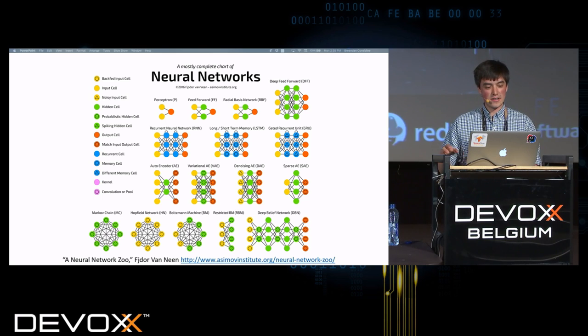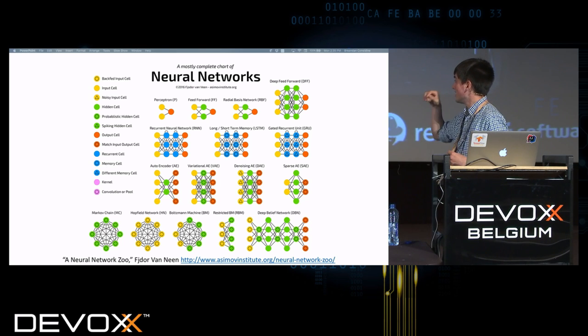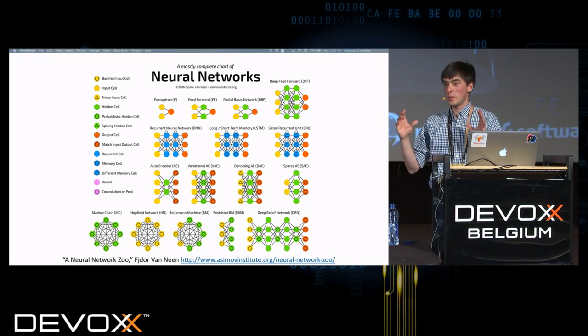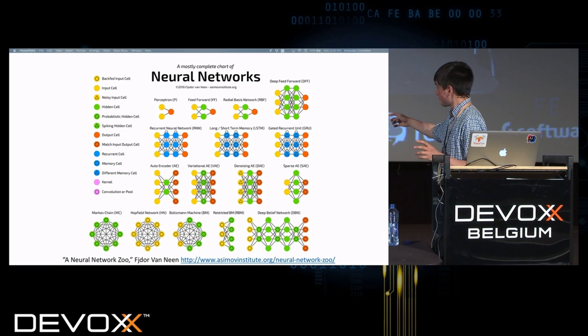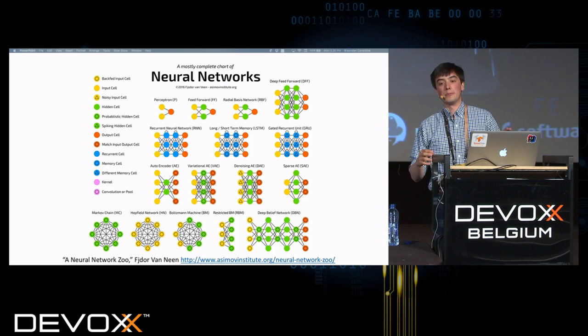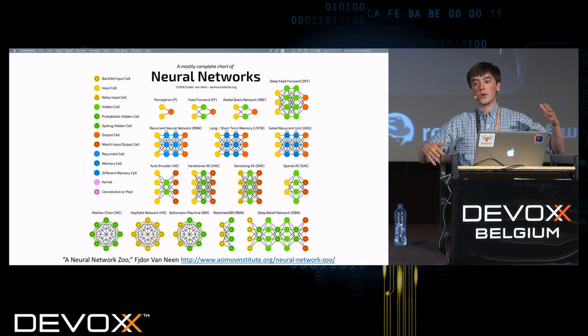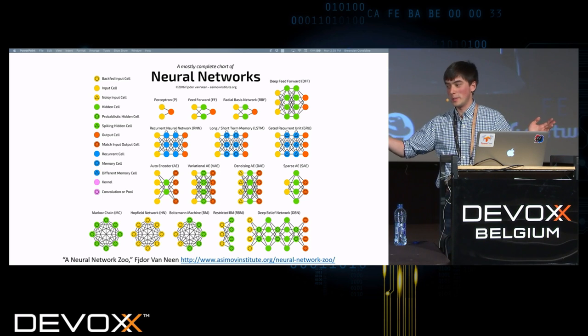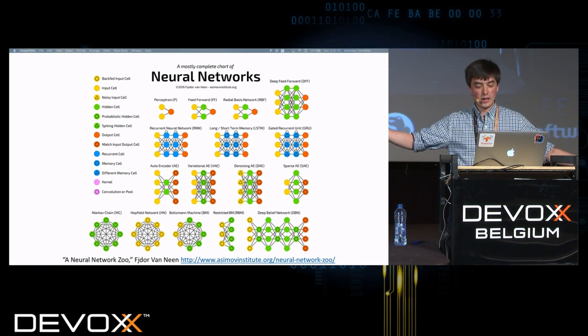And there are different types of cells or units inside of these networks. And so there's a kind of a neural network zoo that you can explore to see some interesting architectures. So you've seen perceptrons and multilayer perceptrons, but these are just a very small subset. And the deep learning architectures are implemented with usually hundreds or thousands of layers. And each of the layers are quite wide, so maybe hundreds of neurons in each layer.